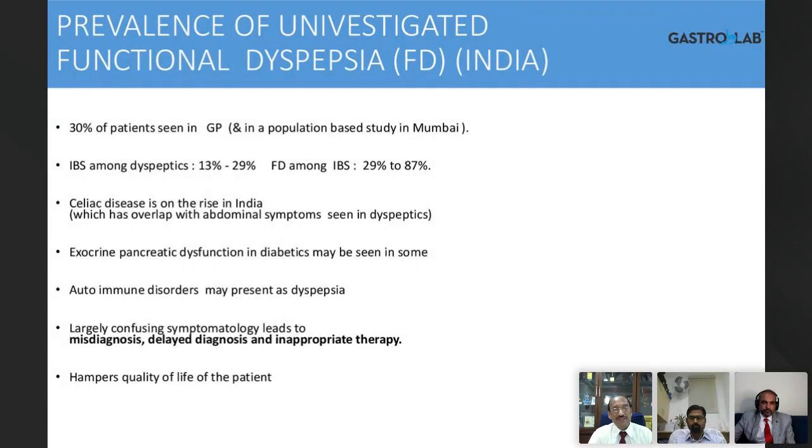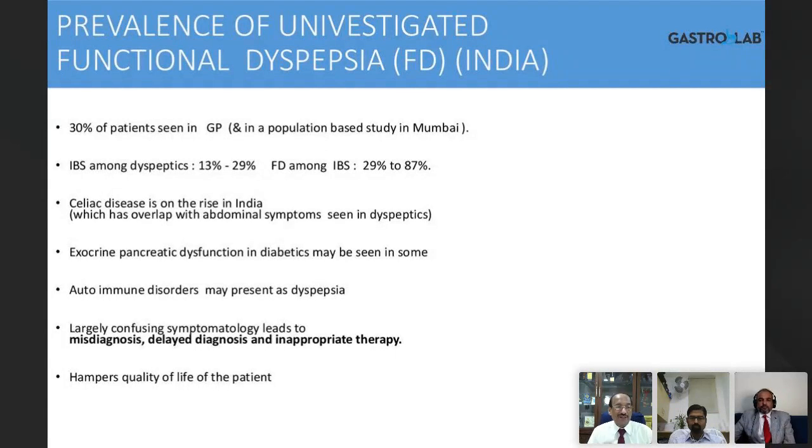IBS among dyspeptics is seen in 13 to 29%. Functional dyspepsia among IBS is 29 to 87%. There's so much overlap between GERD, dyspepsia, that is functional dyspepsia, both the PDS and EPS, and IBS. Celiac is on the rise, exocrine pancreatic insufficiency may be there in chronic pancreatitis, and so many things come under the basket of dyspepsia. So if you see a dyspeptic patient, you are baffled, you don't know what you're treating.